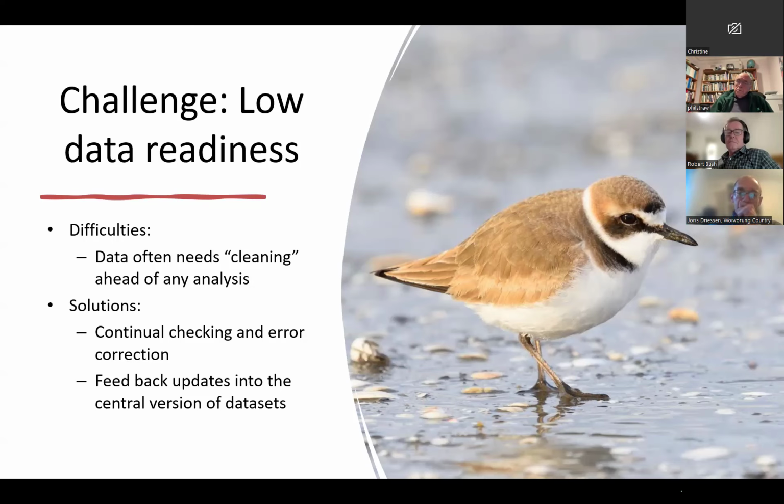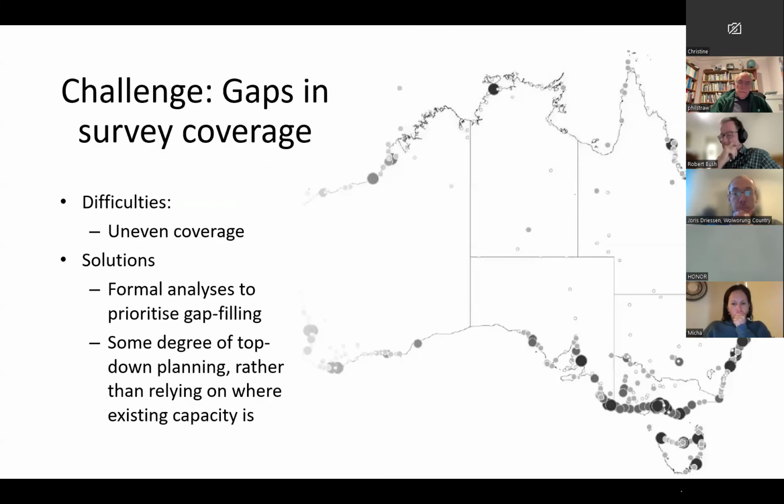And once again, there are, I think, some fairly clear solutions to this kind of challenge. Processes that continually check the data, that provide mechanisms to update errors that are identified back in the original database. So really making sure that our databases are alive and constantly updating and becoming more and more correct and ready for analysis over time. So thinking about our data sets not as static things which become historic, but as living databases that are continually error checked and updated.